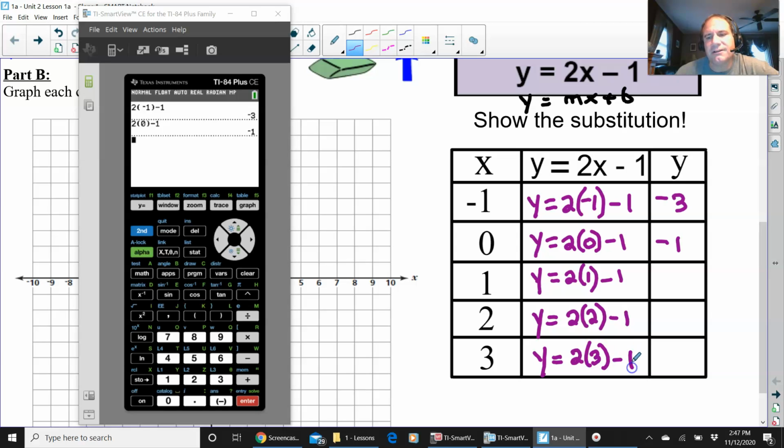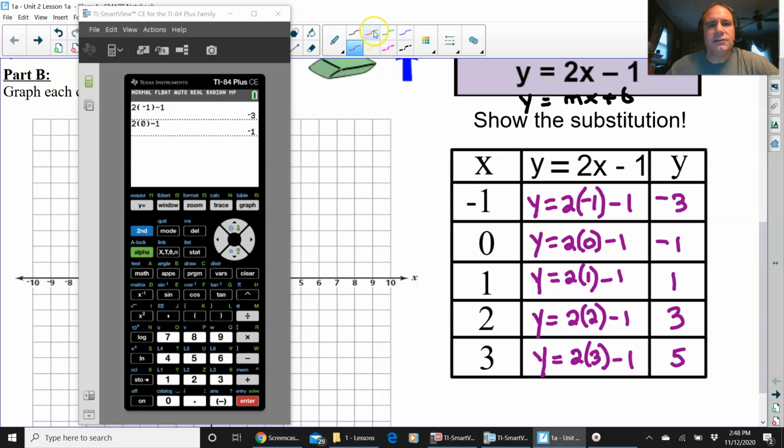You could use your calculator at all times. If not, you could just basically figure out 2 times 1 is 2. 2 minus 1 is 1. 2 times 2 is 4. 4 minus 1 is 3. And 2 times 3 is 6. Minus 1 is 5.